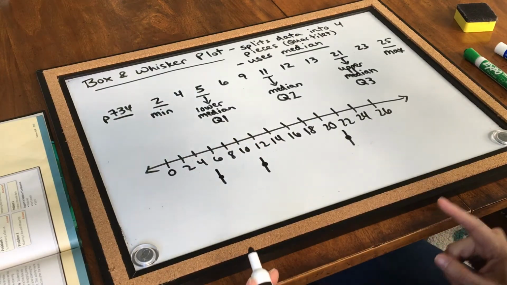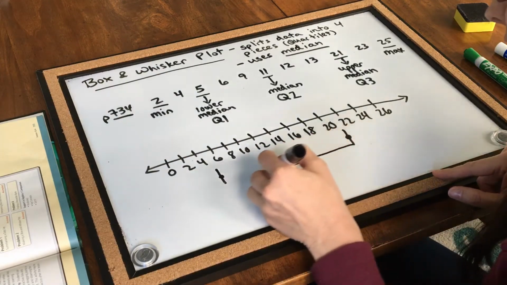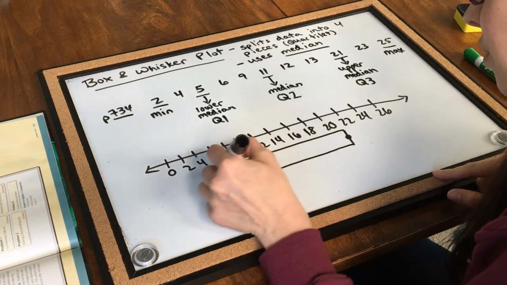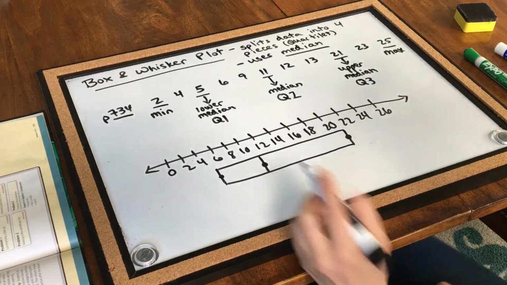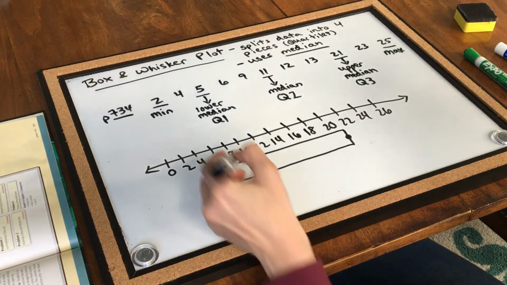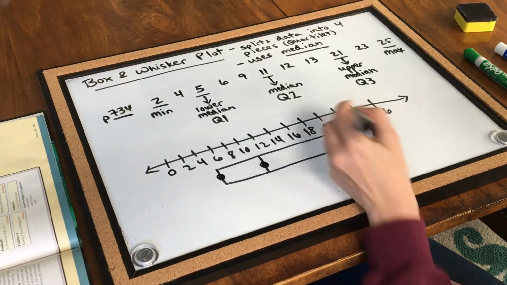Okay, then what I'm going to do is I'm going to just connect my lines together to form a box. So you can see that I have a box. This was my median of all the data. This was my lower median, and this was my upper median.